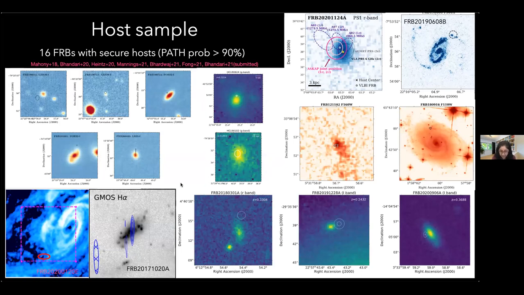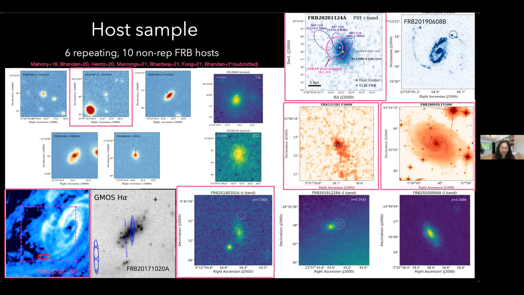Combining these new observations of FRB hosts with published data, we accumulated a sample of about 16 FRBs with secure host association. We followed a criterion where we take an FRB and its host if the PATH probability of the association is greater than 90%. We also include the repeating FRB in M81 and the ASKAP FRB 171020 due to their low probability of chance association.